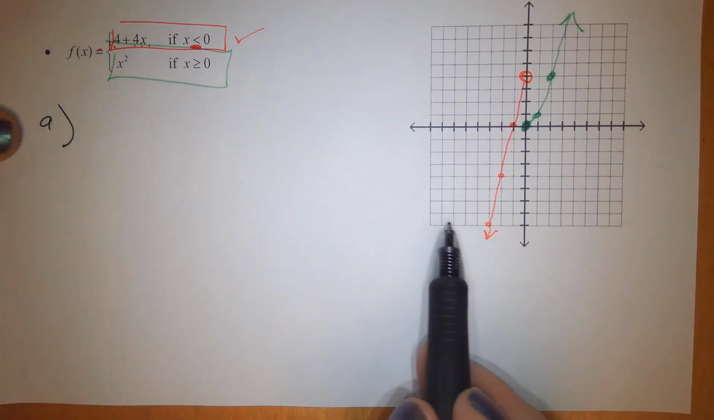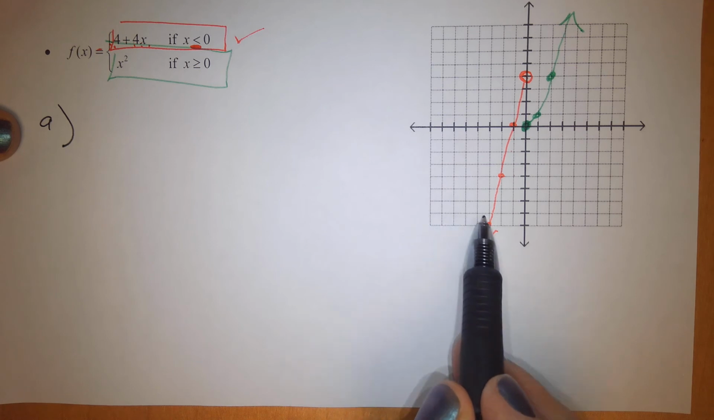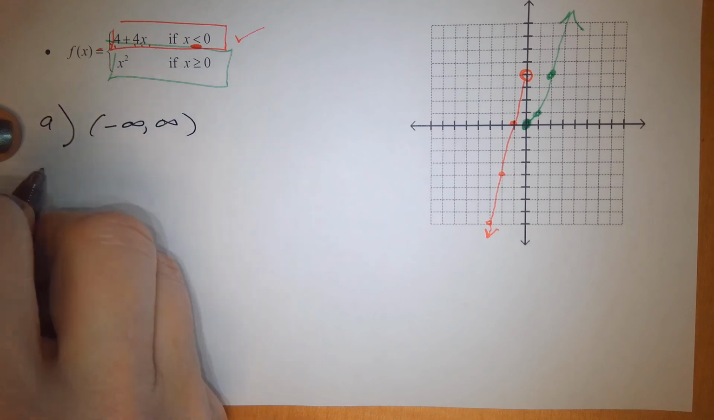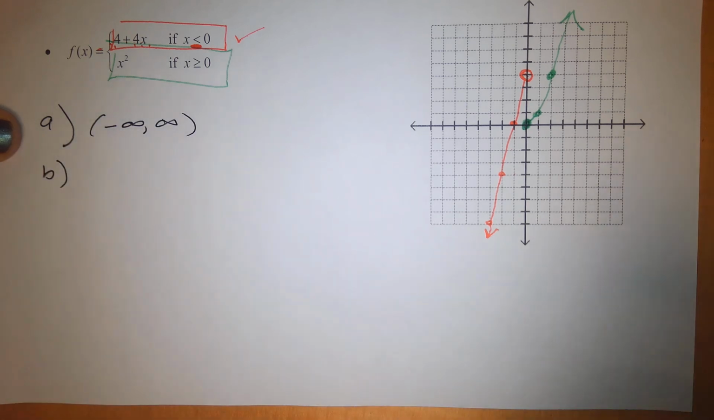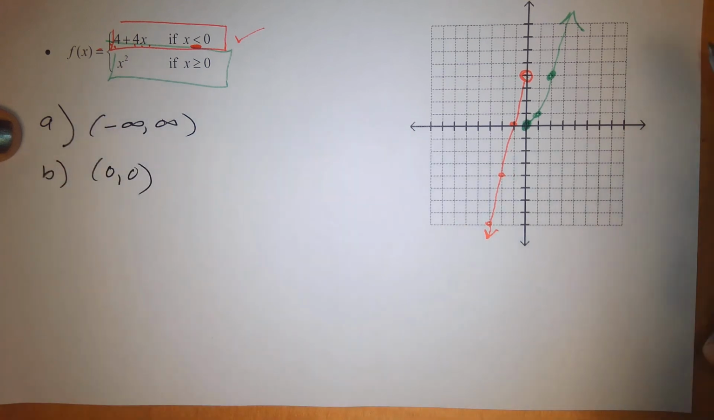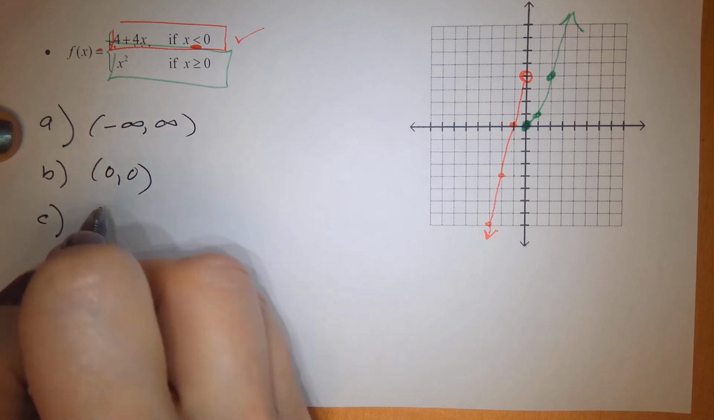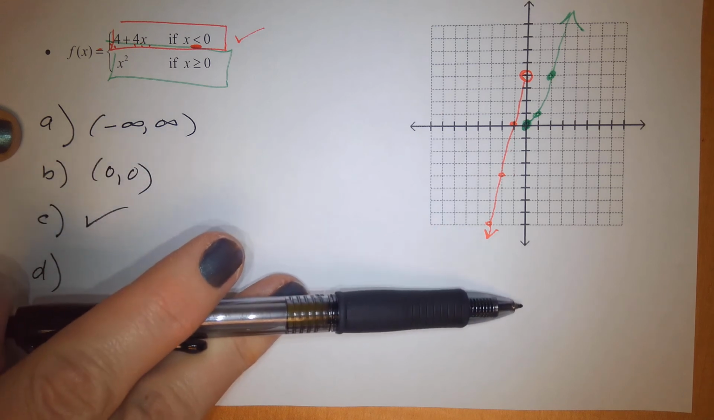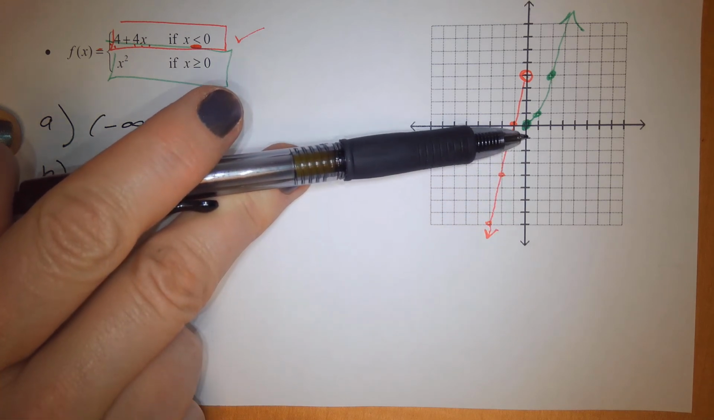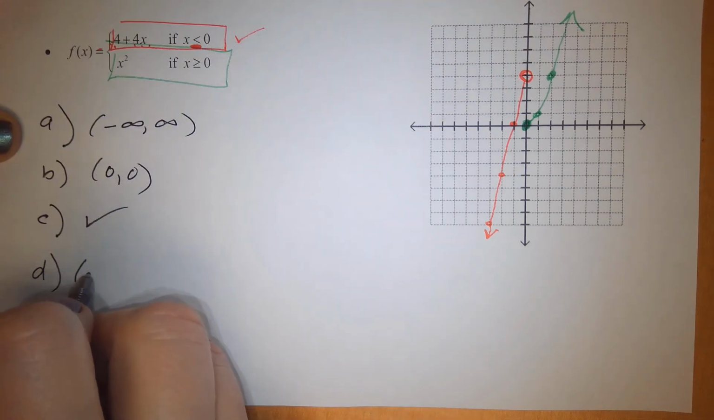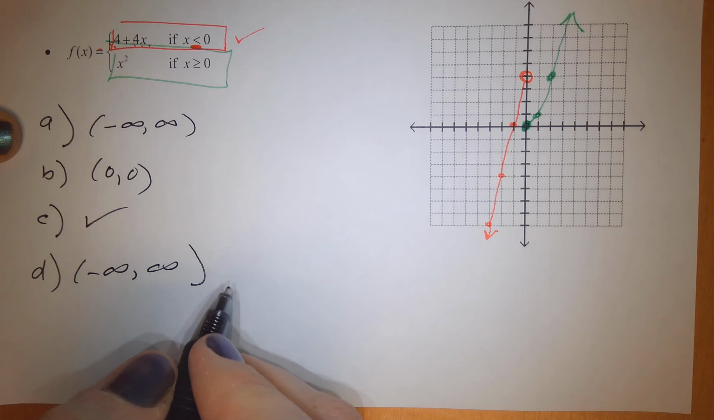The domain of the function starts at negative infinity, actually goes all the way to positive infinity. All numbers are included. The intercepts, it has an x-intercept at the origin, and the y-intercept is also at the origin. I graphed the function. The range starts at negative infinity, and it actually goes all the way up to positive infinity. So all real numbers.